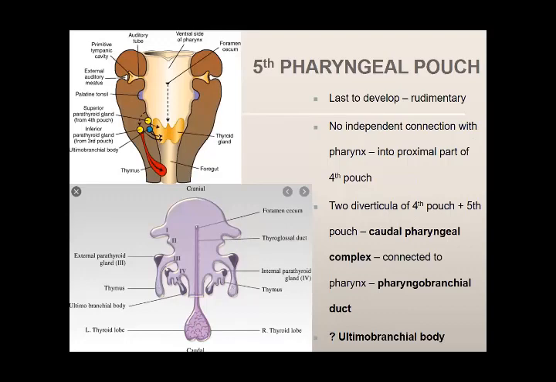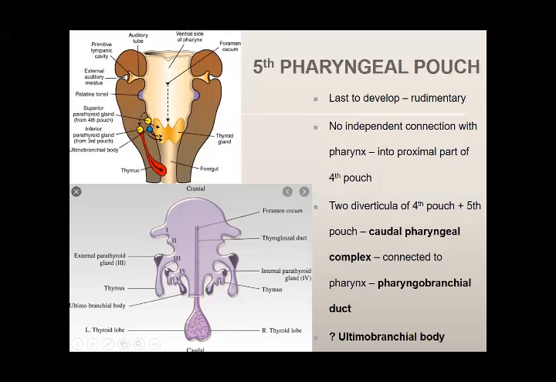The fifth pharyngeal pouch either never develops, or if it develops at all, it degenerates. There is a question mark on it; it may also develop into the ultimobranchial body. Just for your information and interest, this is not given in your book, but other books mention it. This is the fifth pouch. It has no independent connection of its own, no connection with the developing pharynx. It simply opens into the proximal part of the fourth pouch. So the fifth pouch opens into the pharynx through the proximal part of the fourth pouch.